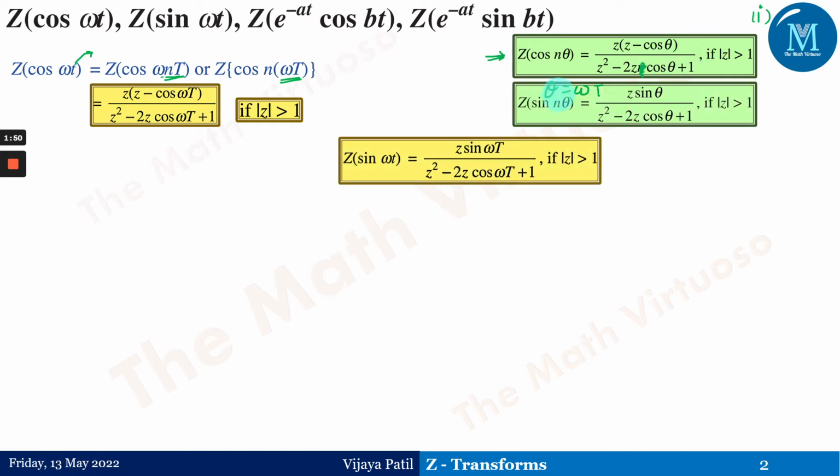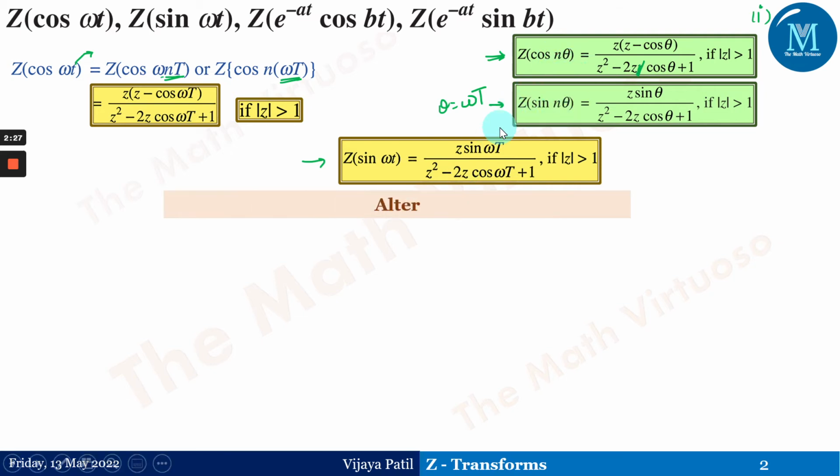Similarly, we can easily find it out. So this is what we have got for cos, where this r is not there. We have seen the Z transform of sin of n theta as this formula, that is z sin theta upon z square minus 2z cos of theta plus 1, if mod of z is greater than 1. Again, in this formula theta is getting replaced by omega capital T, and we get this Z transform of sin omega small t. This is according to the standard formula which we have already considered.